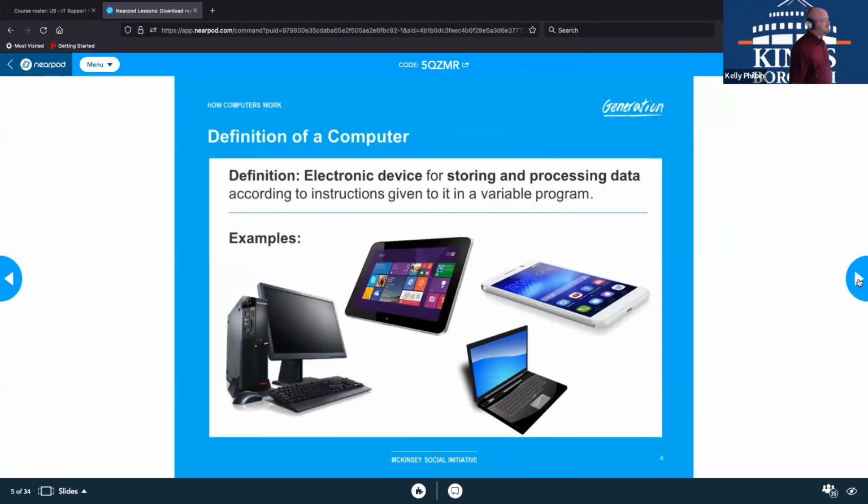So first, the definition of a computer. Essentially, it is an electronic device for storing and processing data, according to the instructions given to it in a variable program. A pretty sterile definition that encompasses a lot of information in very few words, but this is the general idea of it. Computers can be watches, tablets, phones, desktops, laptops, and a multitude of other devices without screens. But they all serve this same function where they store and process data.